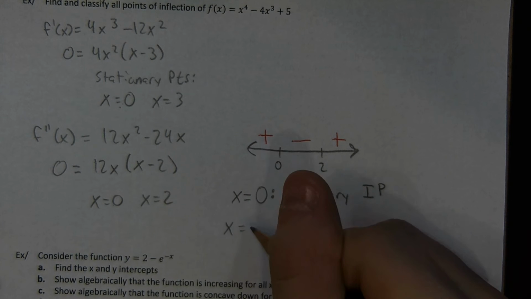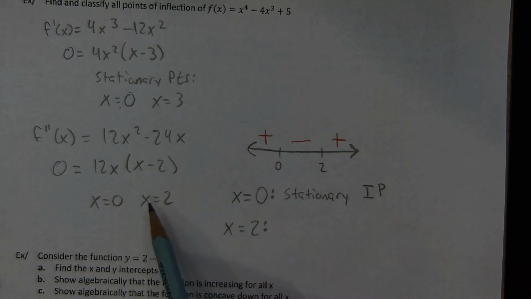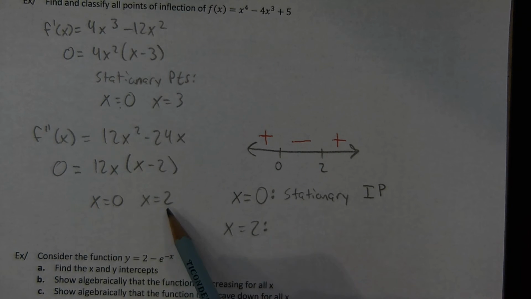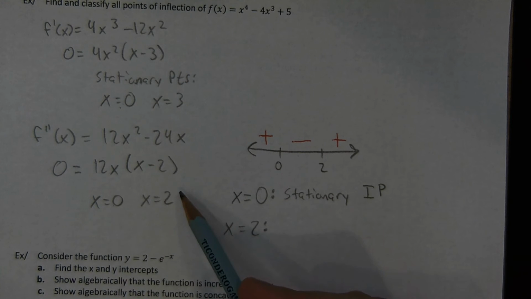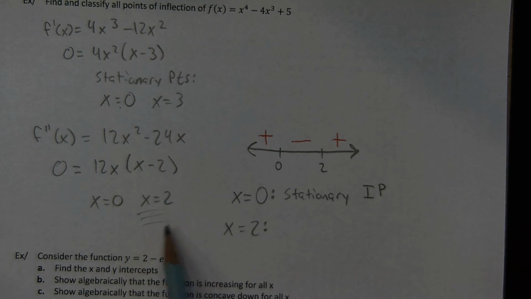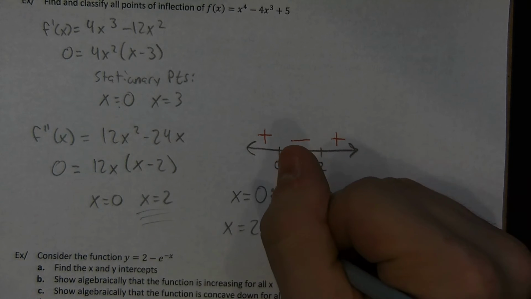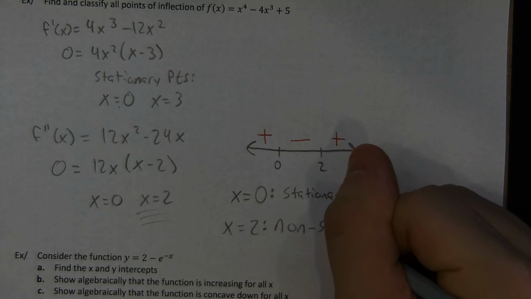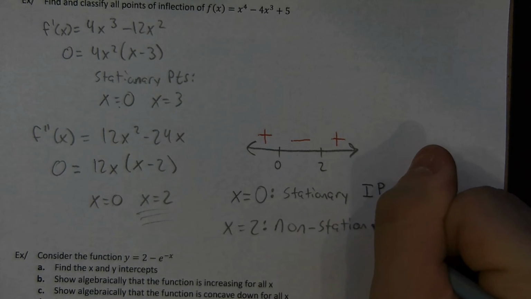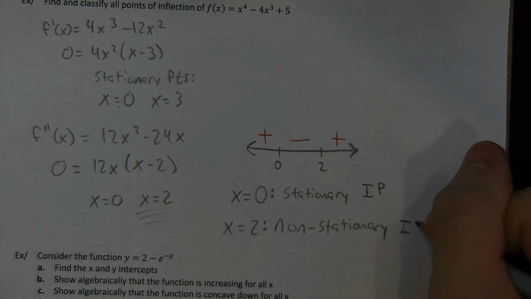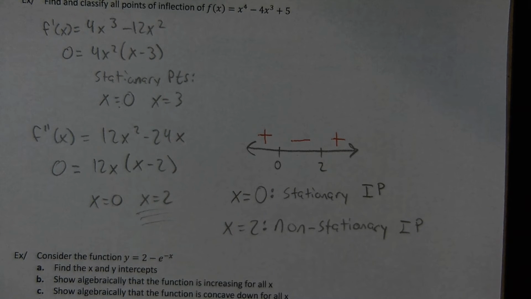But x equals 2 did not show up in the first derivative. That means x equals 2 is not stationary. X equals 3 is, but x equals 3 didn't show up in the second derivative. So these have nothing to do with each other. All that matters is that this guy was not present as a critical value on the first derivative. That means this is a non-stationary inflection point. And there you have it.